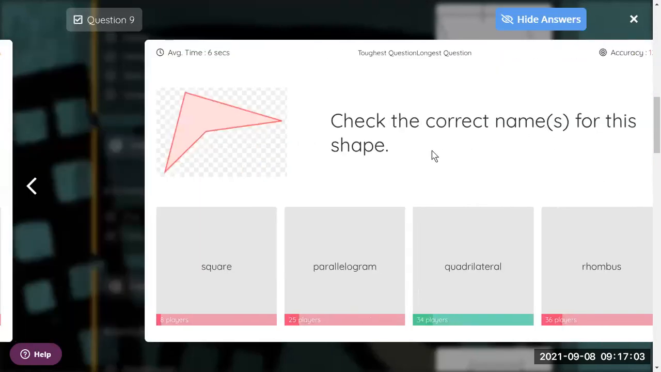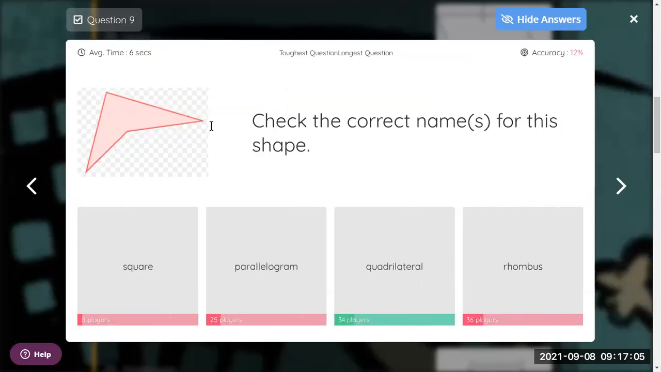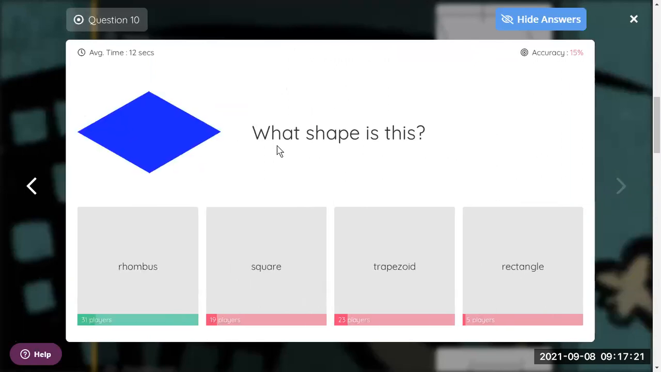Check the correct name for this shape. The correct name for this is a quadrilateral. It's not a square, it's not a parallelogram, it's not a rhombus, but it is a closed, four-sided figure. So the answer is quadrilateral. And then what shape is this? This is a rhombus, right?